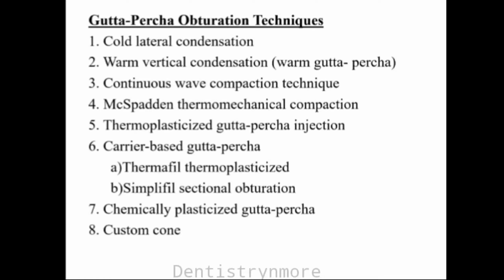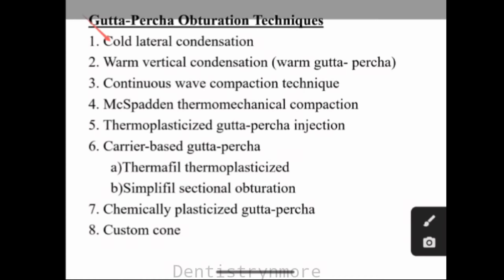And the major techniques of obturation, that is Gutta-percha obturation techniques, include cold lateral condensation, warm vertical condensation, continuous wave compaction technique, mixed-pad and thermomechanical compaction, thermoplasticized Gutta-percha injection, carrier-based Gutta-percha that includes Thermafil, Simplifill sectional obturation, chemically plasticized Gutta-percha, and the last one is custom cone. So this includes the techniques.